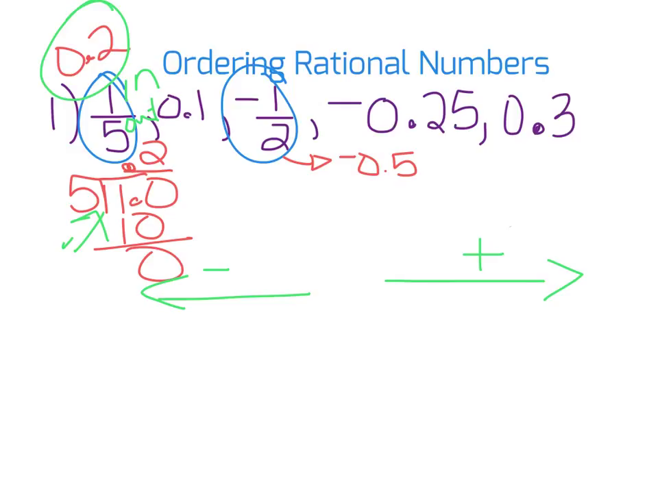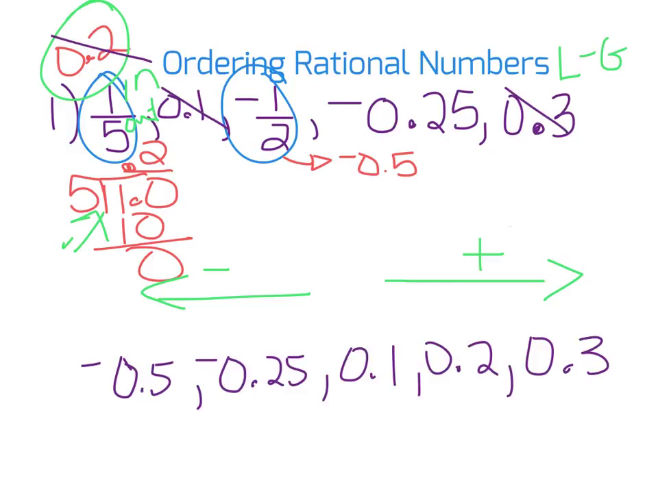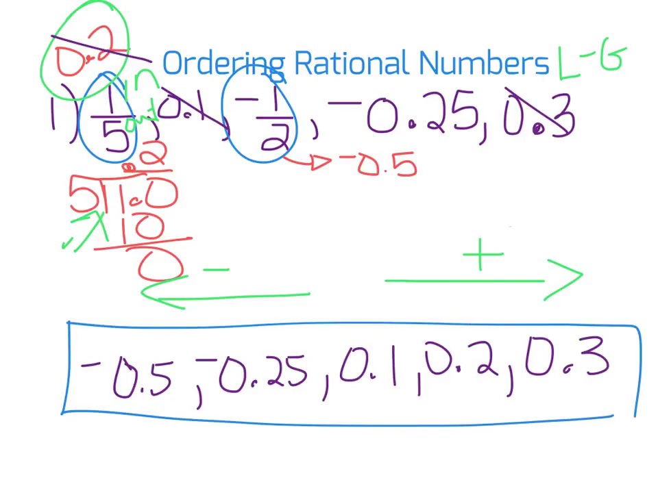Oh, and I apologize, it does not say what to order them from. Let's do least to greatest, okay? Okay, so I went ahead and I ordered them. Here's my answer right here, okay? So the very smallest number is negative 0.5. The next smallest is negative 0.25.